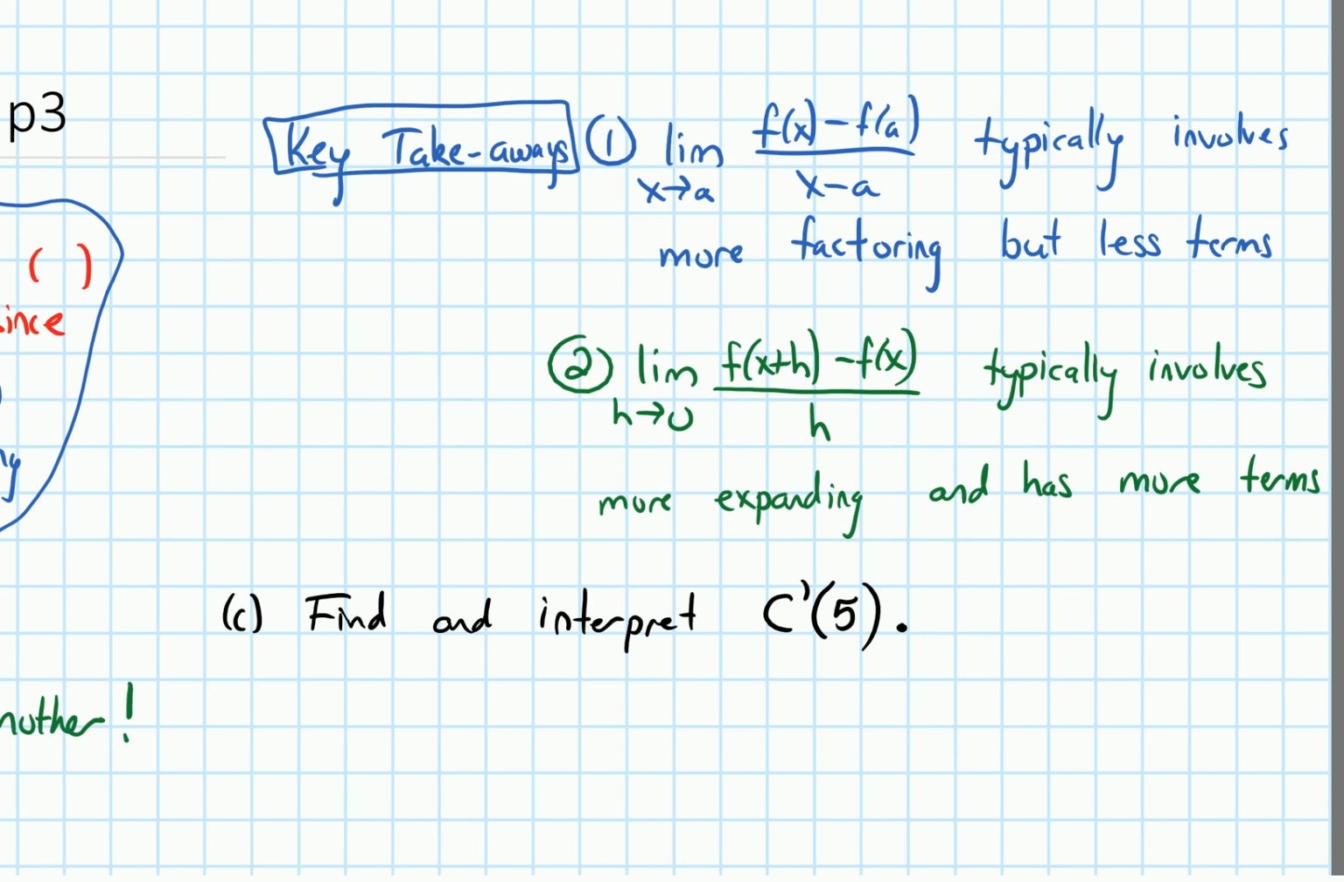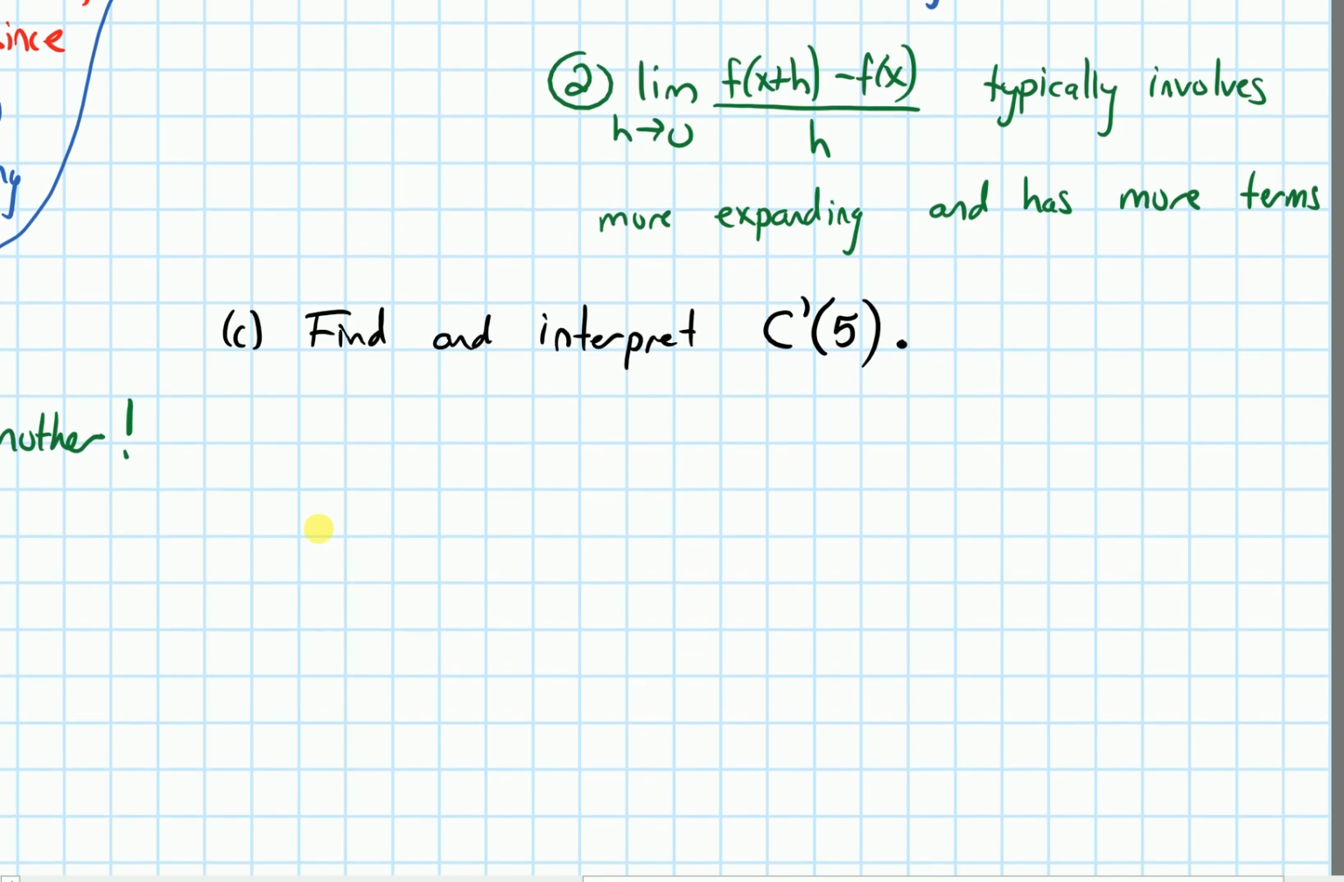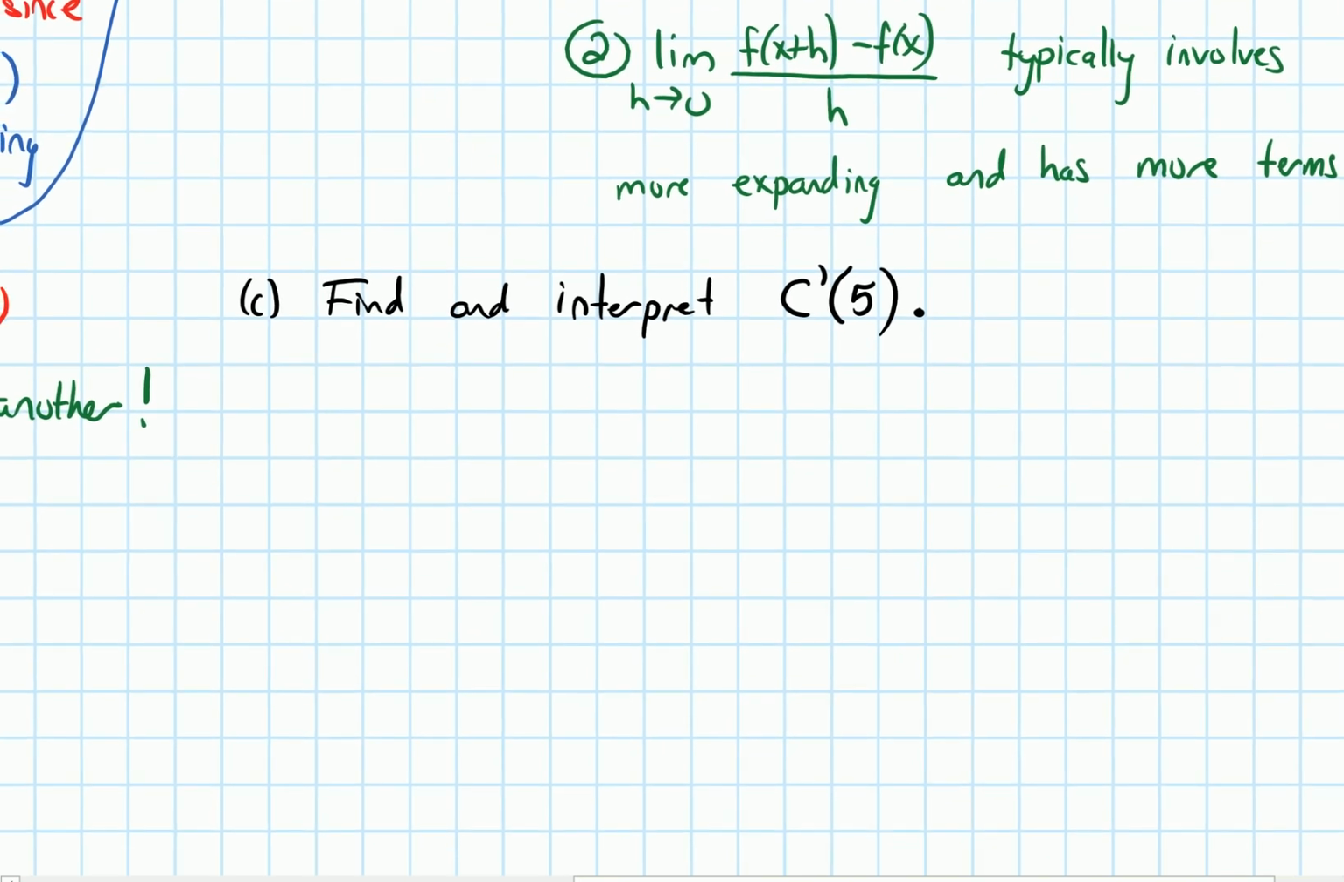All right, so there's one final part to this example that I want to do, which is an application question. Let's find and interpret c prime of 5. Let's remind ourselves what our derivative function was. We got that c prime of x equaled 3x squared minus 4, and we want to know c prime of 5.